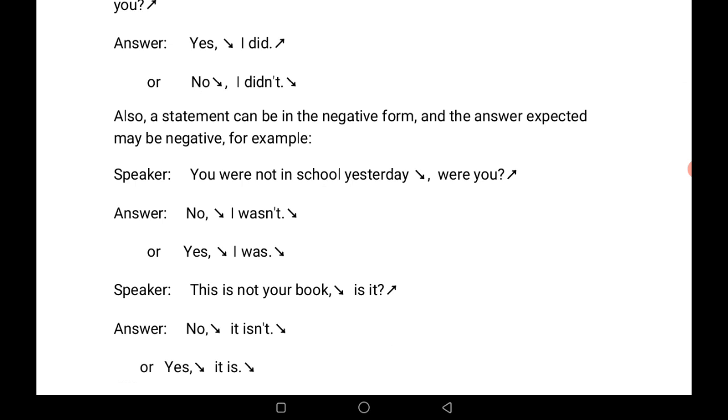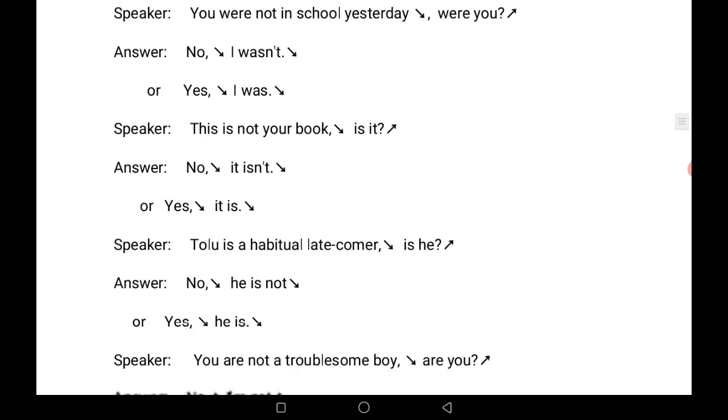This is not your book. This is another negative statement. Is it a positive question tag? No, it isn't. That's negative and that's a falling tune. Or yes, it is. That's a falling tune as well.